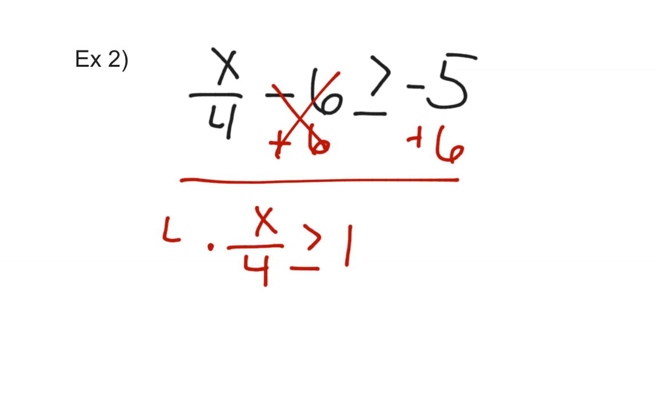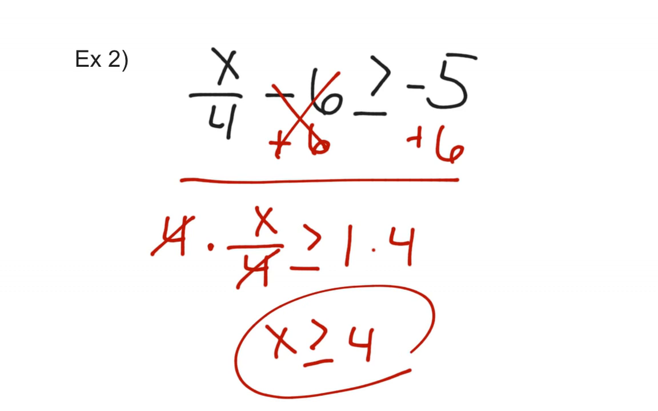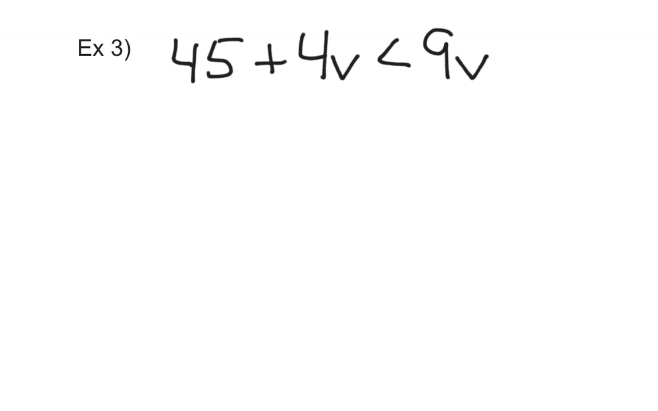Okay, now I have to get rid of the divide by 4. I get rid of a divide by 4 by multiplying by 4. So they slash kill. Multiply by 4 on the right. X is greater than or equal to 4. Okay, and that's all it is.